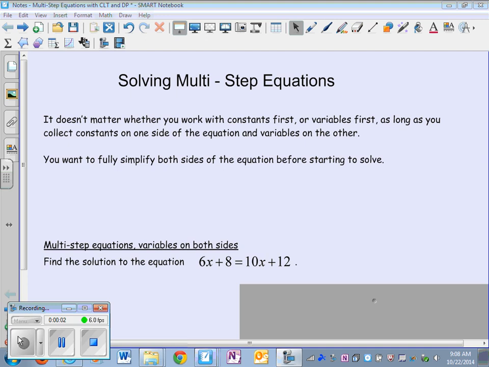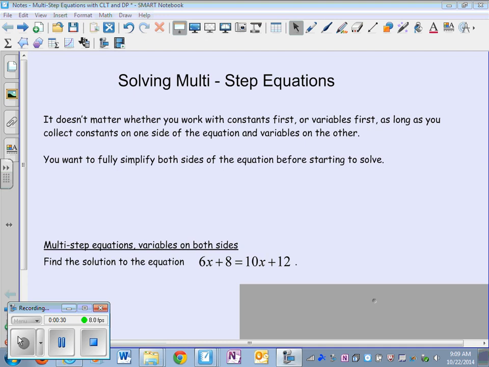So today we're going to continue talking about equations. Yesterday we talked about how to solve one- and two-step equations. If you remember, if it's a one-step equation, you're just going to do the opposite operation of what's being done in the equation so that you're undoing what's been done. If it's two steps, you actually want to do all the addition and subtraction first, then multiply and divide.